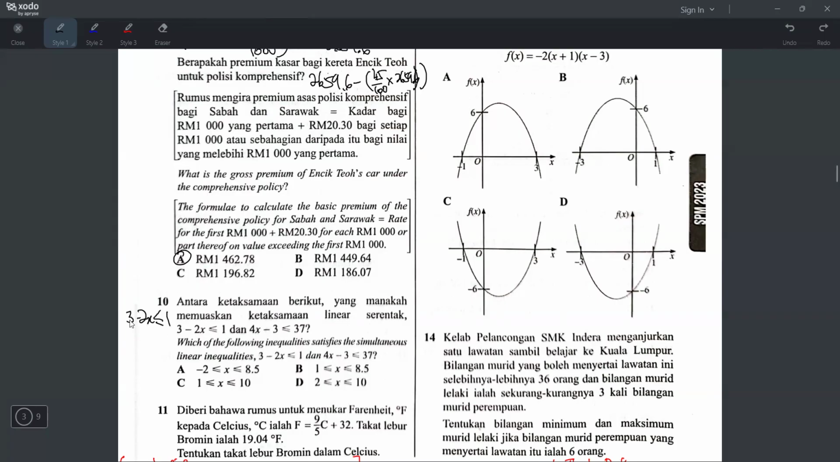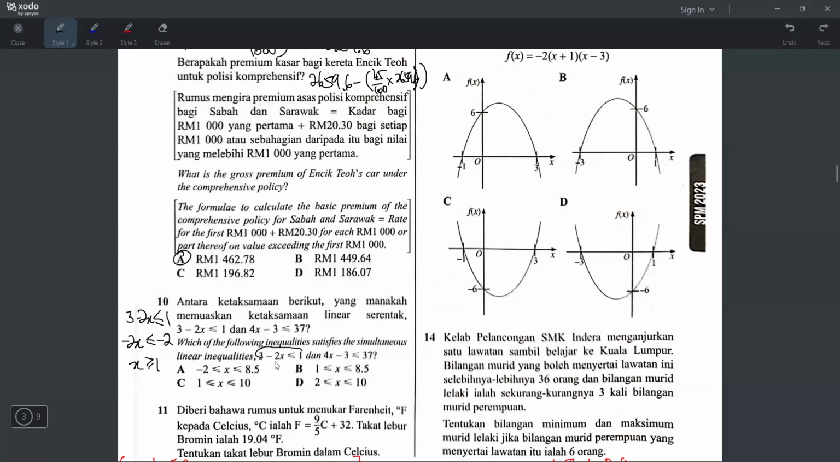So how to find x? Pindah lah. So negative 2x, pindah 3. So dia akan jadi smaller equals 1 minus 3, negative 2. And then x, negative 2 divide negative 2 is positive 1. But when you divide negative, you have to terbalikkan you punya inequality symbol. So sign ni, symbol ni kena terbalikkan. So jadi bigger equals. So x has to be bigger equals 1.